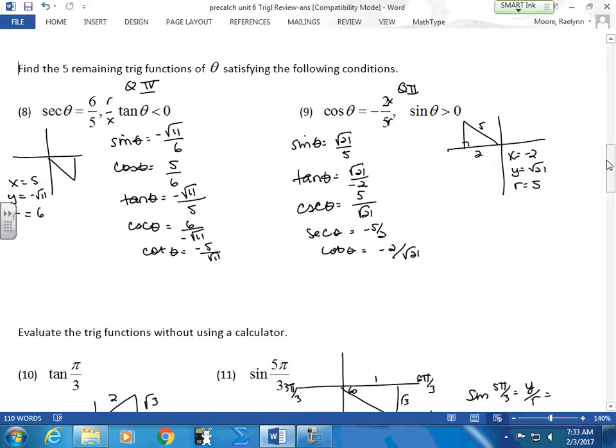Alright. So here's where I'm looking for an angle. Right? My unknown is my theta. That's an angle. So I'm looking for some kind of an angle. So I want this angle to have a secant of 6 over 5.